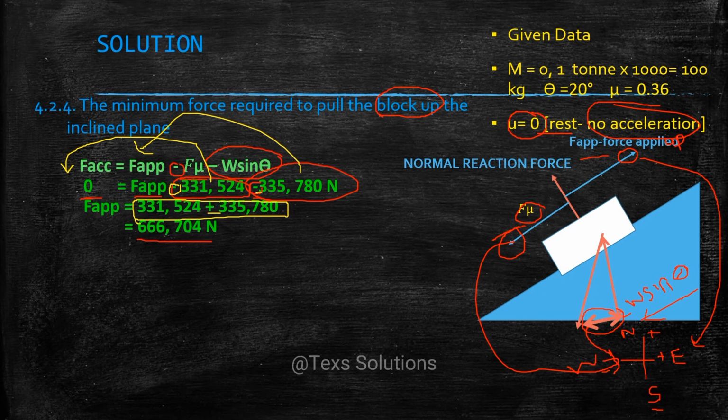It always helps to draw our Cartesian plane, place north, south, east, and west, and then place the positive and negative signs to help us determine in the equation if the sign should be positive or negative. If you look very carefully on your formula sheet, this formula that I've just written here, force accelerating equals applied minus frictional force minus W sine theta, is not on your formula page, so it is very important for you to learn this formula in preparation for the exam.